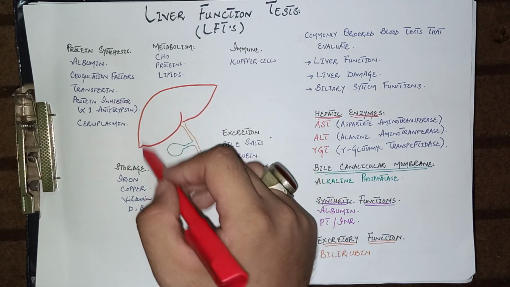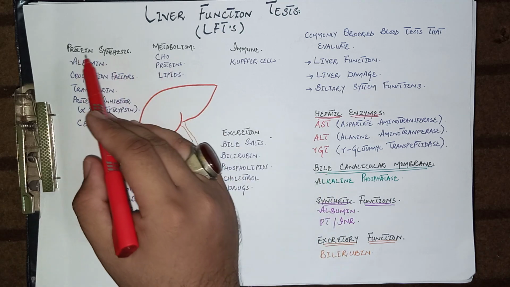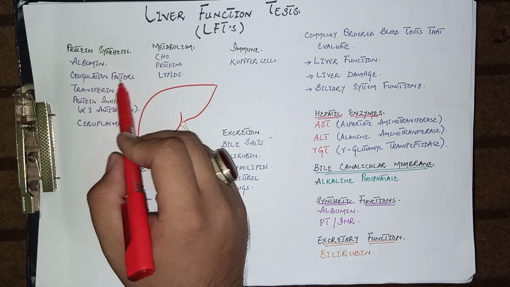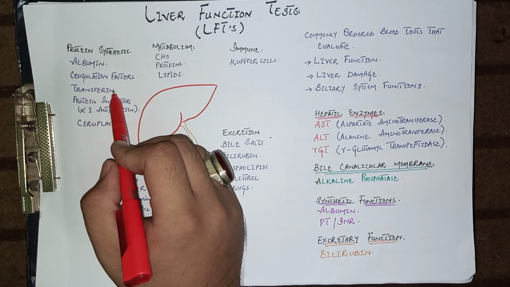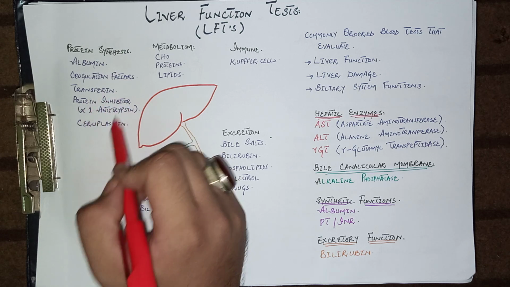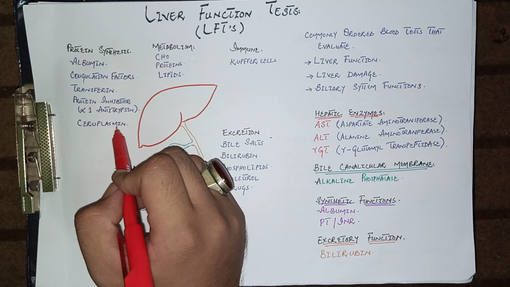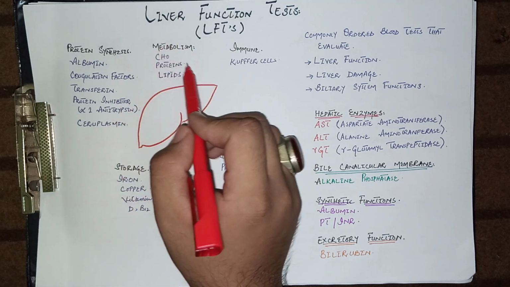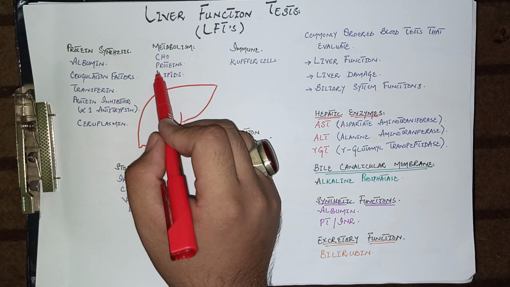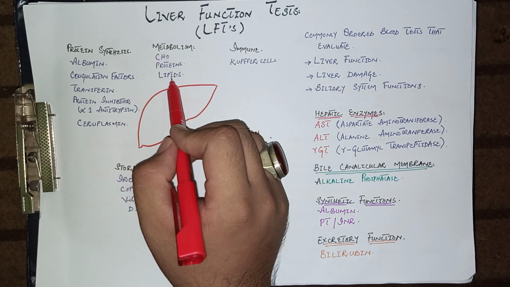What are the main functions of liver? Liver is very important in the synthesis of various proteins like albumin and the various coagulation factors, transferrin protein and protein inhibitors as well, that is alpha 1 antitrypsin as well as ceruloplasmin protein. It is also responsible for the metabolism of carbohydrates, that is deposition of glycogen in the liver, as well as in the protein and lipid metabolism.